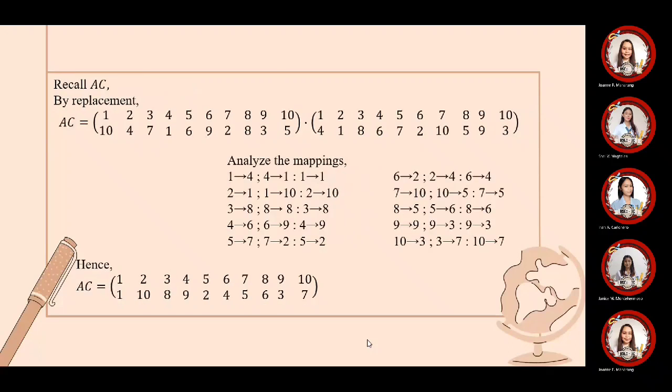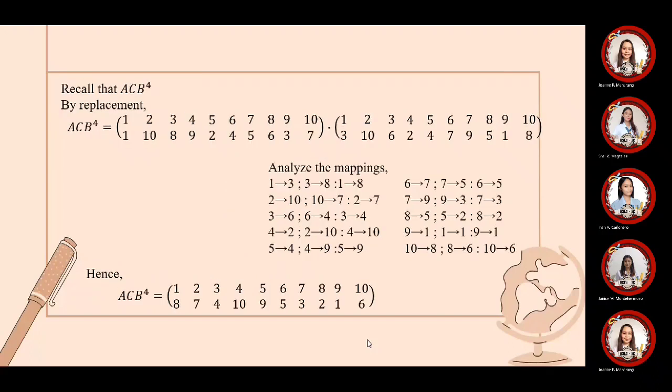So recall that A times C is equal to 1 maps to 1, 2 maps to 10, 3 maps to 8, 4 maps to 9, 5 maps to 2, 6 maps to 4, 7 maps to 5, 8 maps to 6, 9 maps to 3, and 10 maps to 7. So we can now have A times C times B raised to 4.